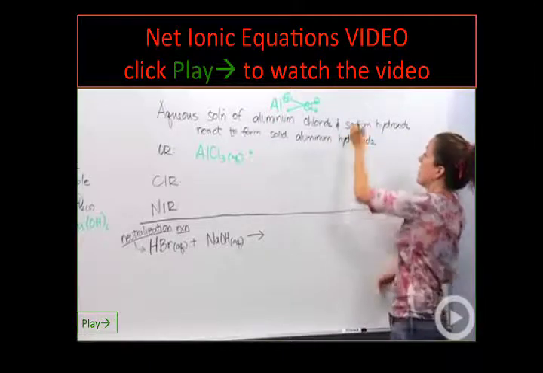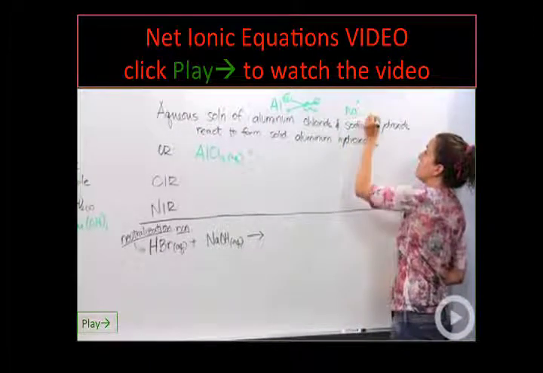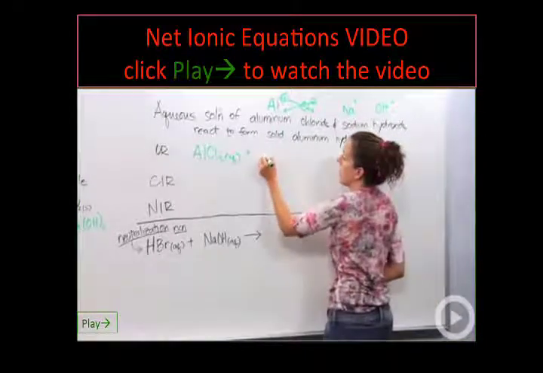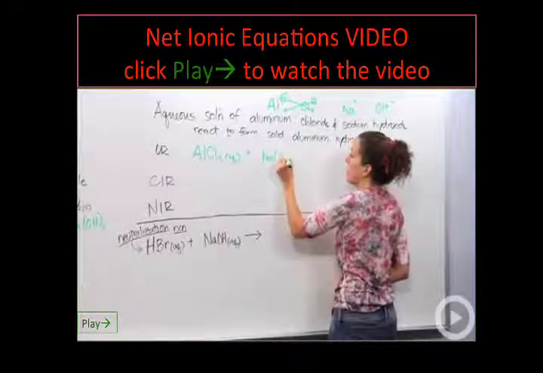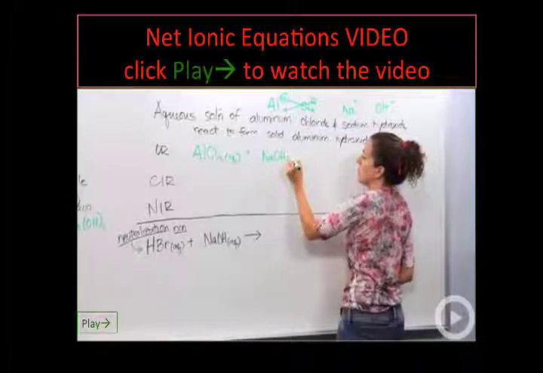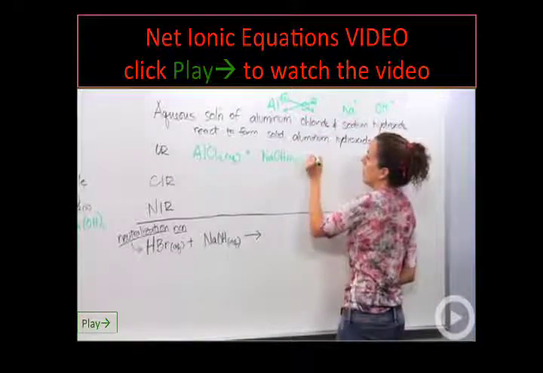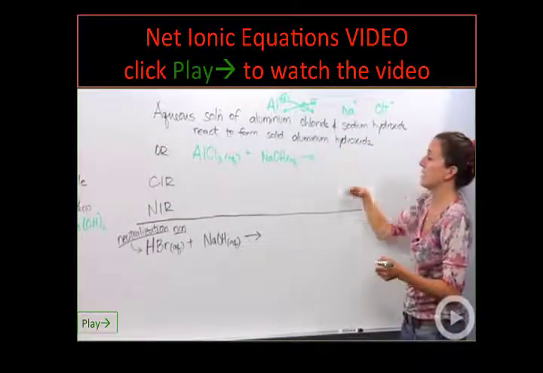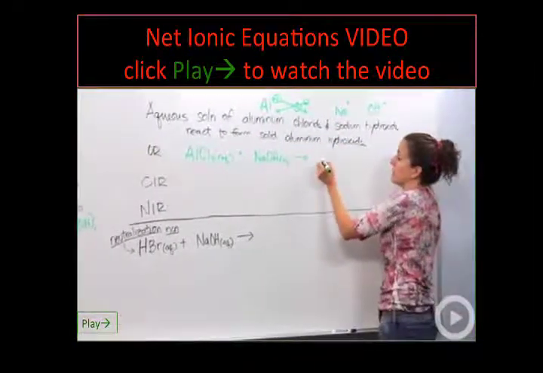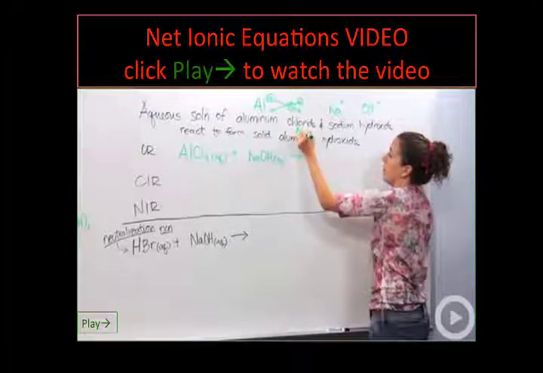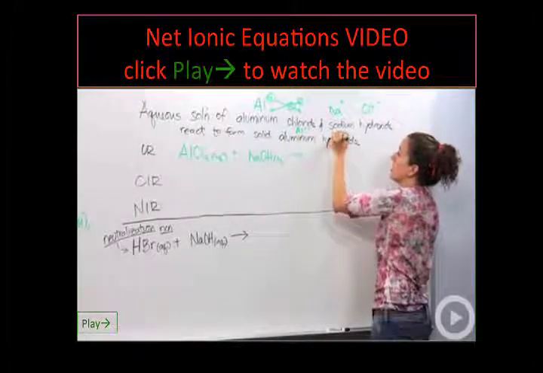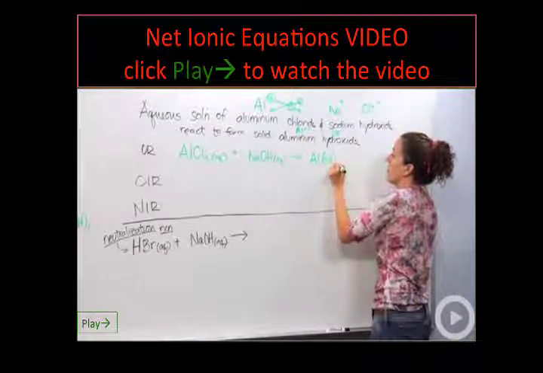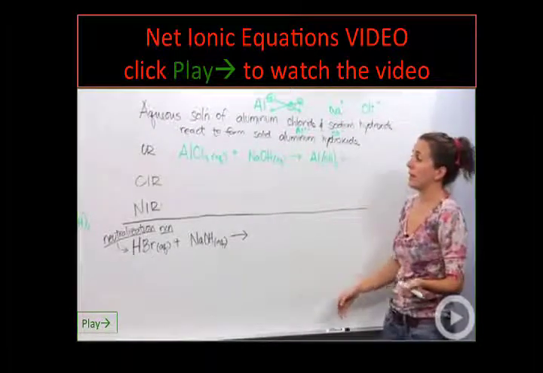Reacts with sodium hydroxide. We have sodium, which we know is Na plus. Hydroxide is OH minus. So together they're just going to be NaOH, and this is an aqueous solution also. React to form a solid, and this tells us what a precipitate is, aluminum hydroxide. So we know aluminum hydroxide is going to come together. This is Al plus 3 and OH minus, so it's going to be Al(OH)3.